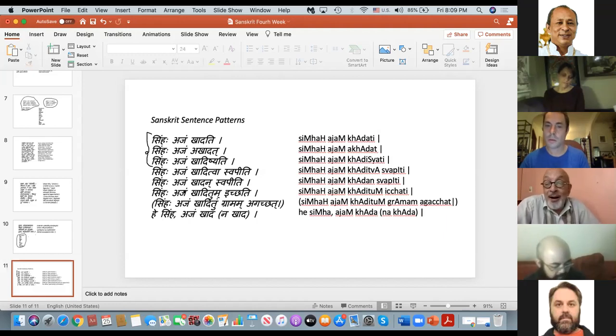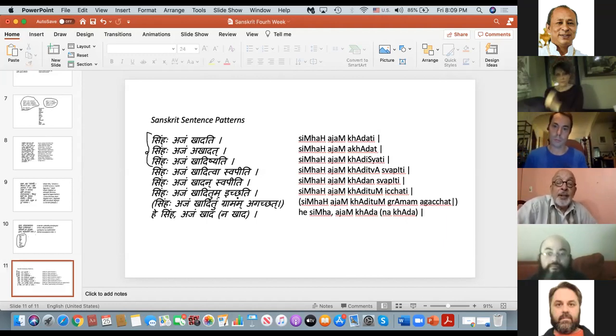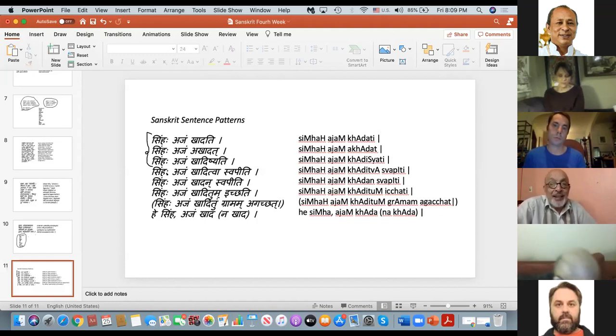Simha. Okay. With khaditum ichhati, could there be a sandhi of the m? Oh yeah. So you are already in this fifth sentence. We have not finished yet. Okay, sorry. Ajam khaditva swapiti. That means lion eats goat and sleeps. Okay. Next sentence.